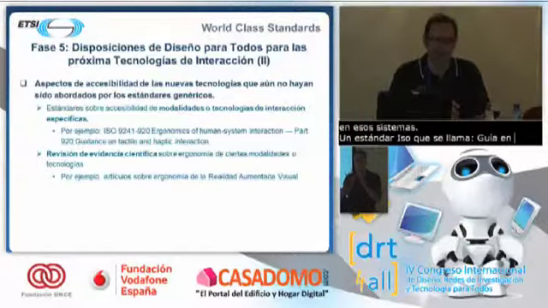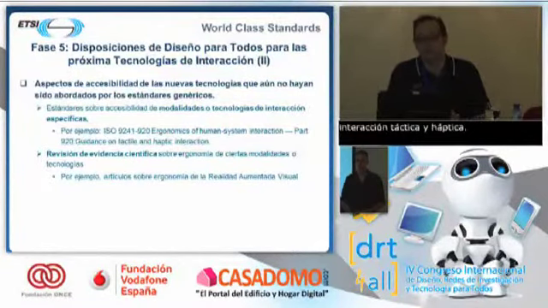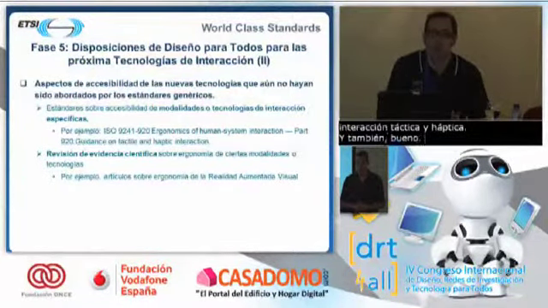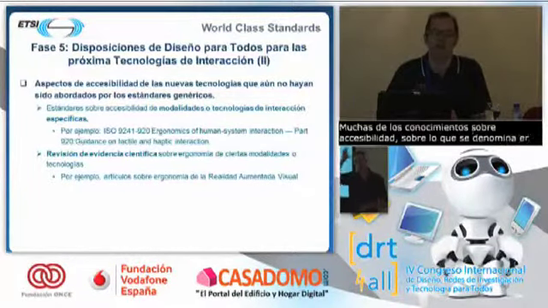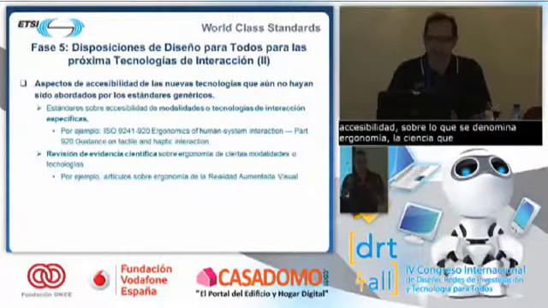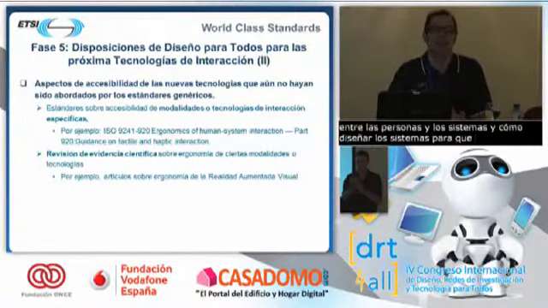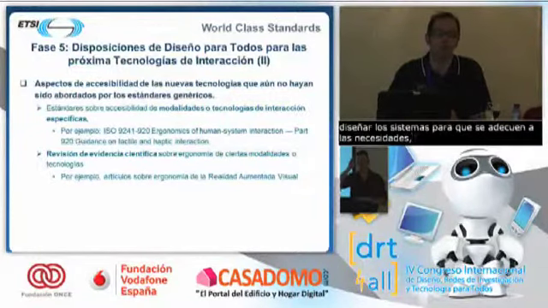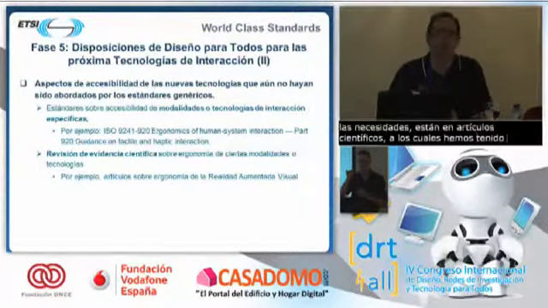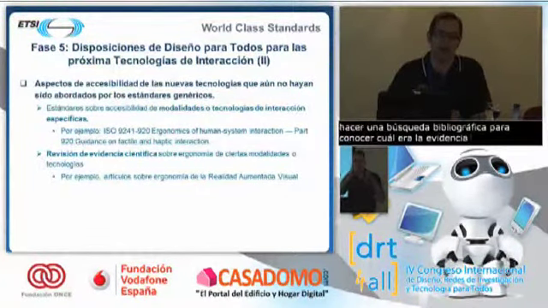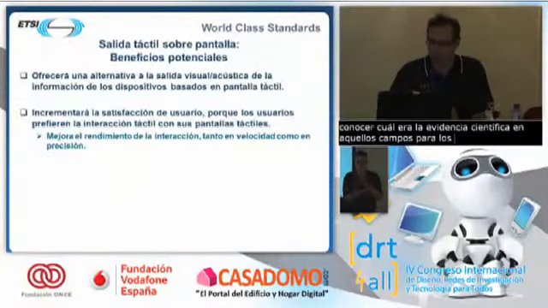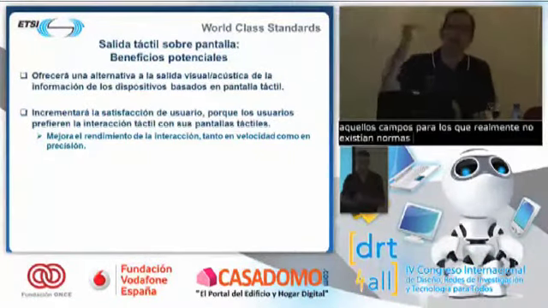9241-920 is the guide on tactile and haptic interaction. And much of the knowledge about ergonomics, the relationship between people and systems, and how to design the system to adapt to people's needs, well, these are found in scientific articles. Obviously, we've had to look at the literature in order to understand the developments in the fields in which there are no applicable standards at the moment.